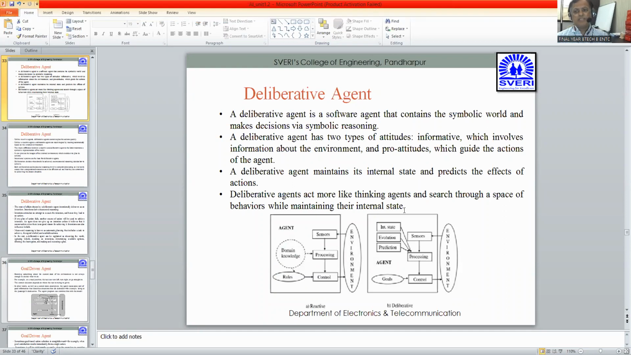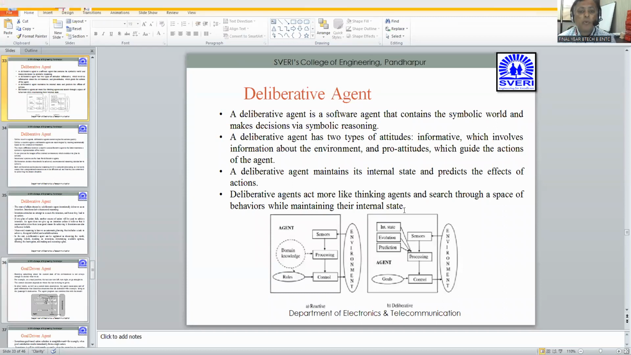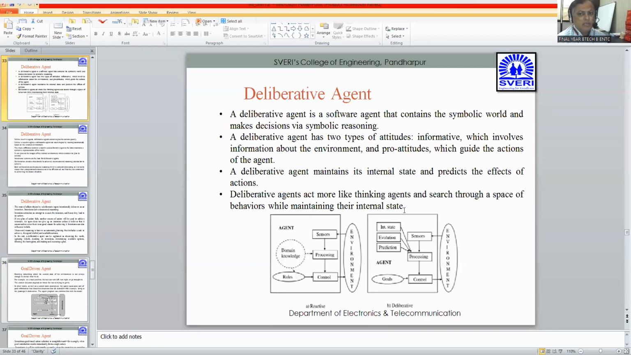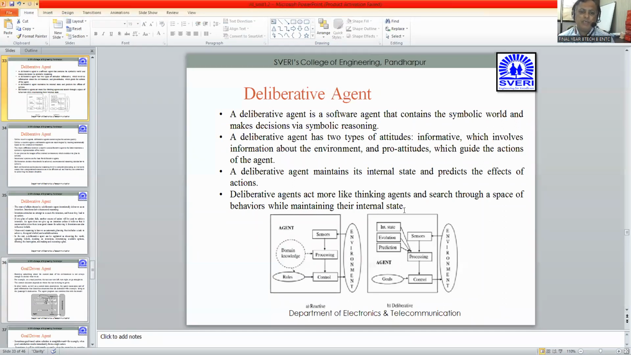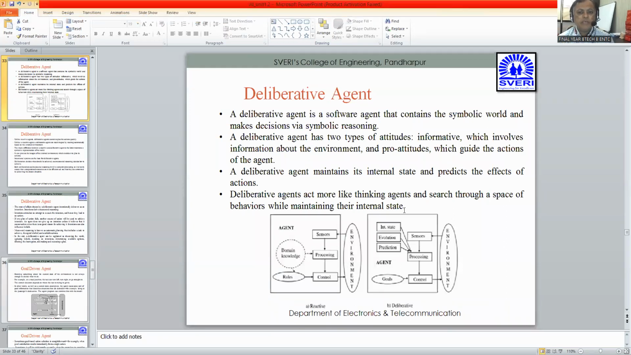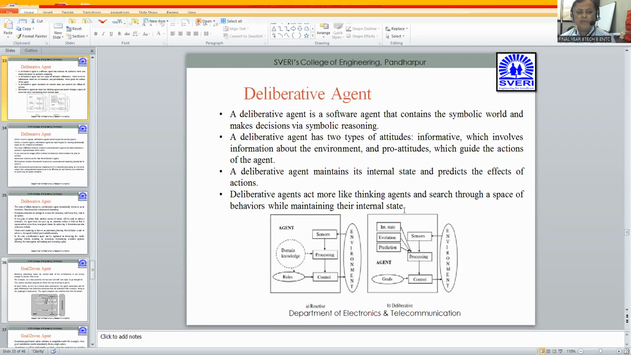Information means collecting from the sensors, so that attitude is to collect proper information from the sensors, right? And the second is the pro attitude. Pro attitude means what action to take on the information that has been collected. So it will help you guide the actions of an agent, which will help the agent to take actions. So this is about the deliberative agent. Attitudes: informative attitude involves the information about the environment, and pro attitude guides the actions of the agent.